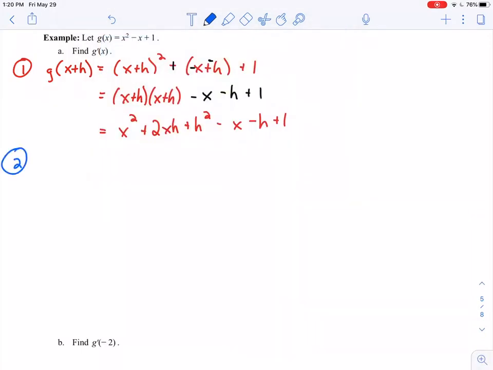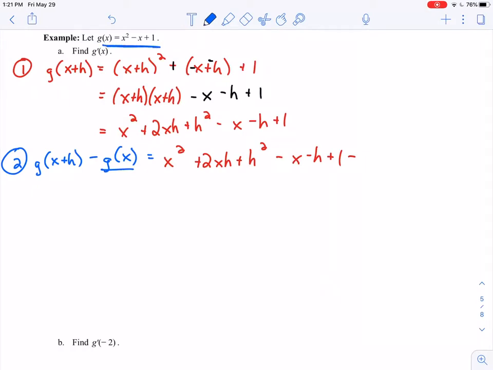Step 2 then. I want to subtract g of x. So I'm just going to write out over here what I'm doing. I'm going to take g of x plus h, which I just found, and subtract g of x. So I'm going to take this whole piece right here: x squared plus 2xh plus h squared minus x minus h plus 1. And I'm going to subtract my function g of x, which, remember, is just my original function up here, x squared minus x plus 1. So minus x squared minus x plus 1.